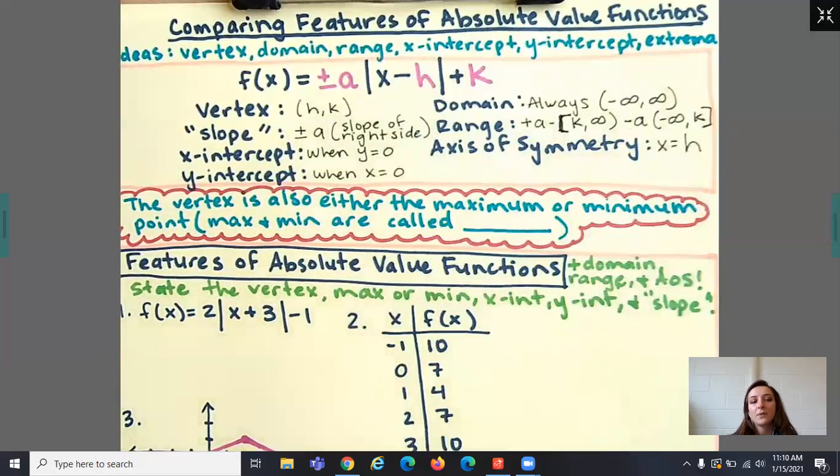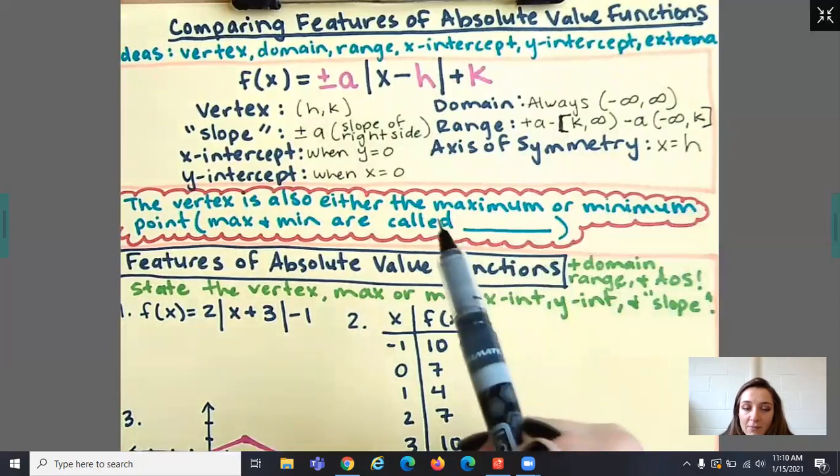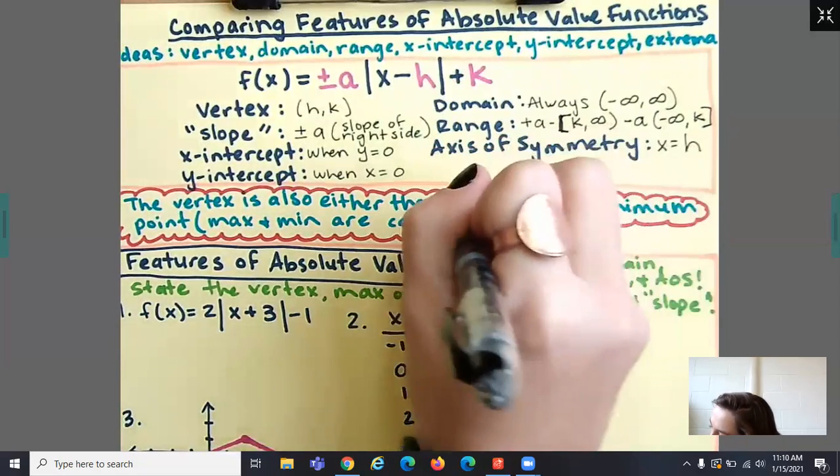Okay, the vertex is also either the maximum or the minimum value because the absolute value either looks like this, like an A, or it looks like a V, like this. So it is going to be that maximum or minimum value, that vertex. And the maximum and minimum we're going to call the extrema.